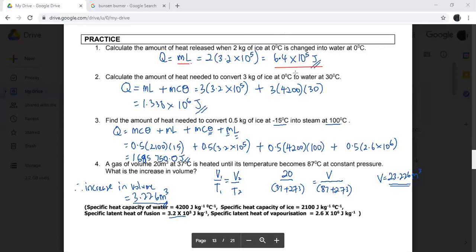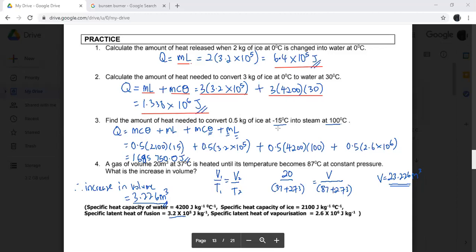Number two, there are two stages here. First is the ml, the ice is melting. The second point is the temperature is increasing, mc theta. So you have the mass of the ice times the latent heat of fusion, and then mc theta. Okay, next. So this is the answer for number two.